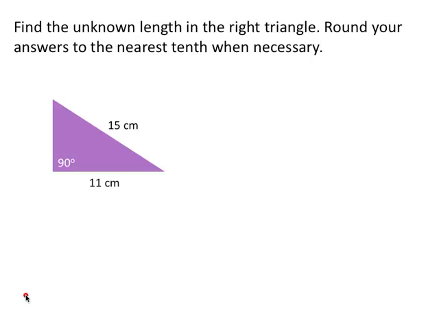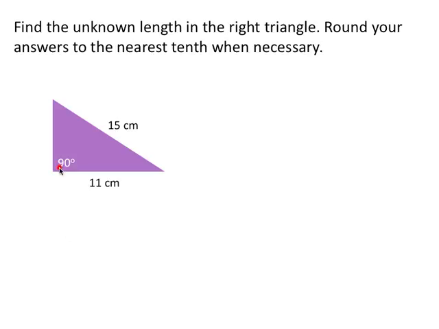We need to find the length of the unknown side in this right triangle. We know it's a right triangle because down here we've got it labeled as 90 degrees. And in order to do this, we're going to need to use the Pythagorean theorem, which has one of two equations that we will use based on which side we're trying to find. So we need to know the name of the missing side.